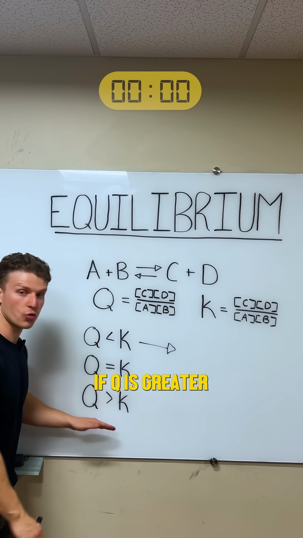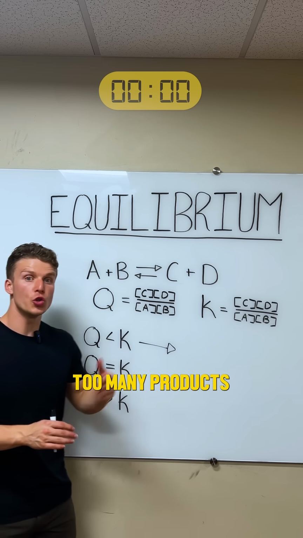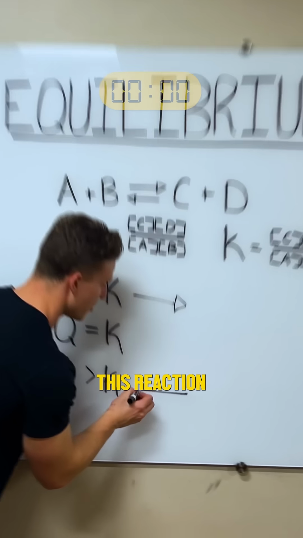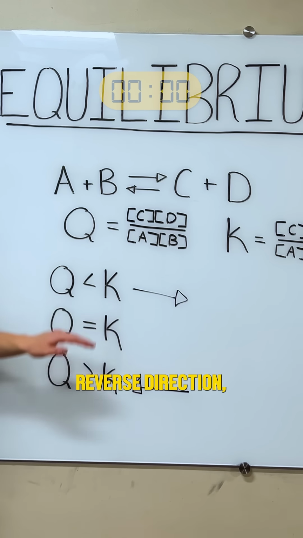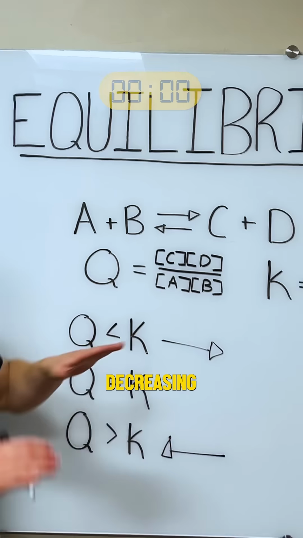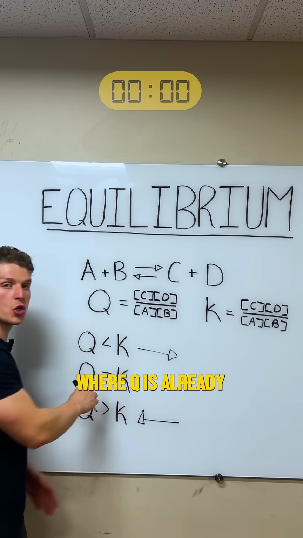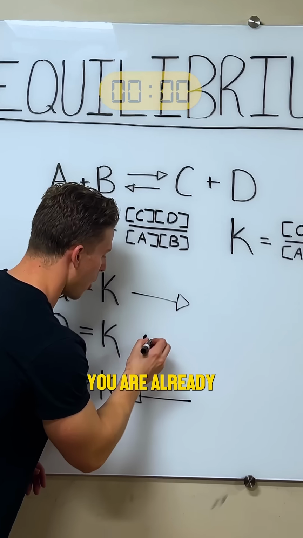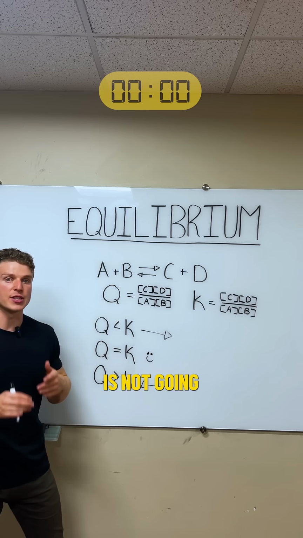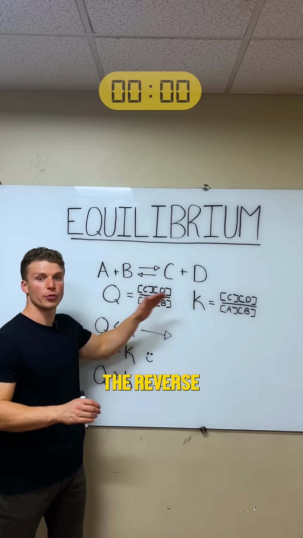If Q is greater than K, that means you've made too many products and we actually need to send this reaction in the reverse direction, making more reactants, decreasing Q, making it equal to K. And if you get a reaction where Q is already equal to K, you are already at equilibrium, and this reaction is not going to proceed in the forward or the reverse direction.